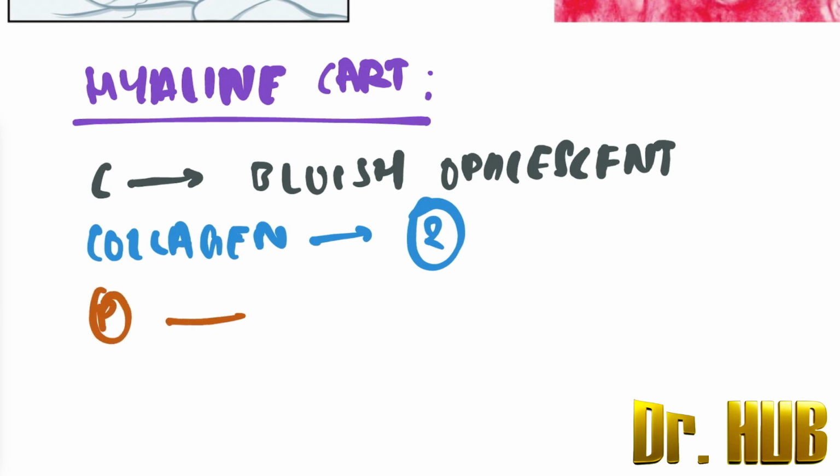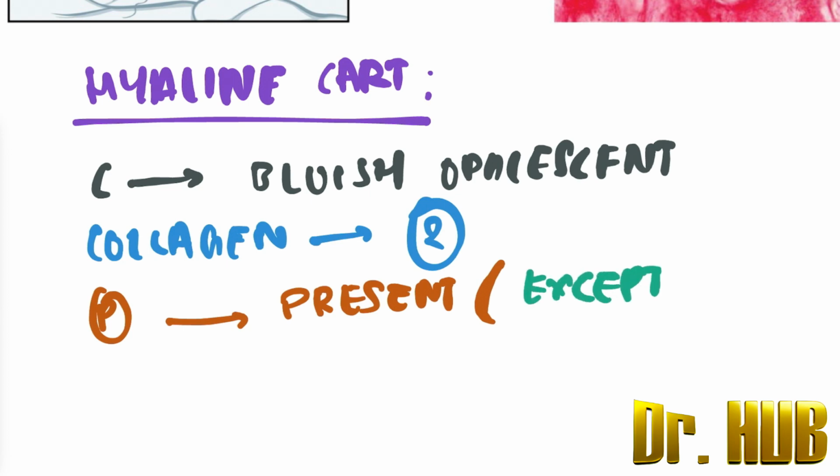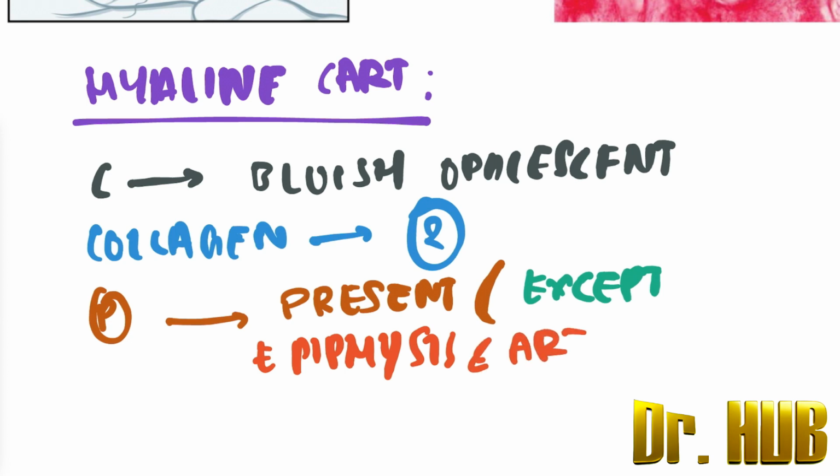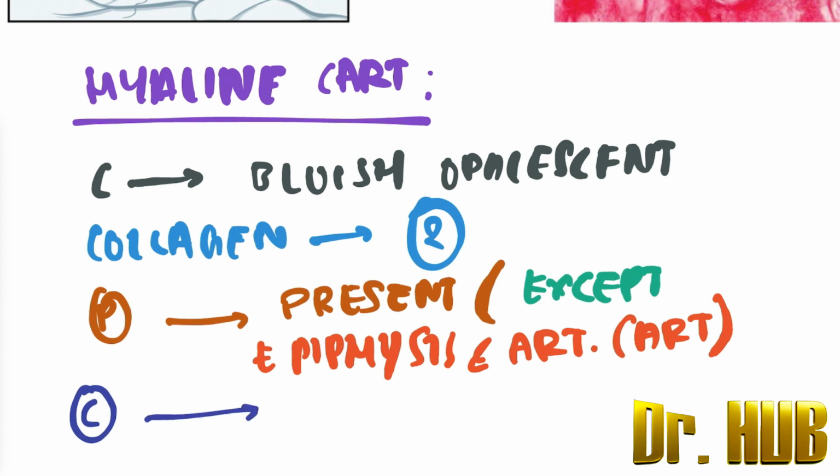Then how is the perichondrium? The perichondrium is present, and there is an exception. It is present except at the epiphysis and the articulating cartilage. Next, the question arises on the calcification. Talking about calcification, it occurs in old age.